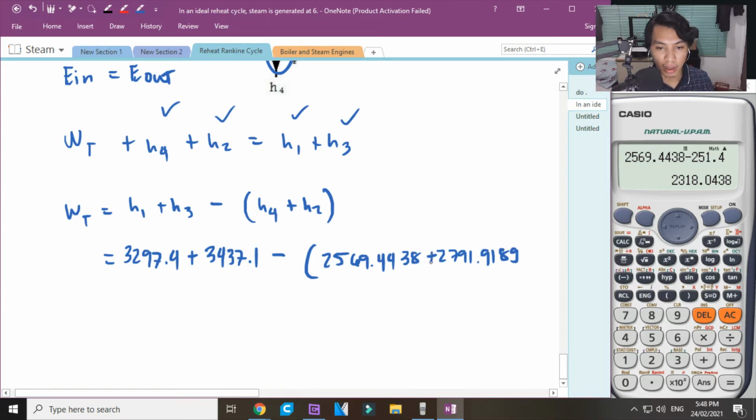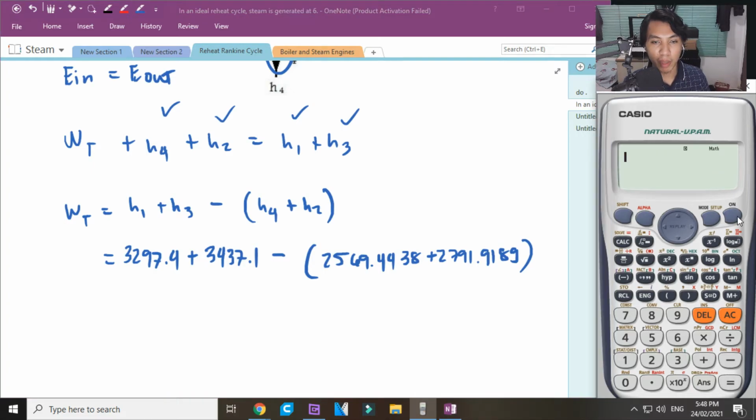Plus yan. Okay? So, what will be the value? Tingnan nyo, malaki ba? Okay. So, add na natin: 3297.4 plus 3437.1 minus yung dalawa, 2569.4438 plus 2791.9189.